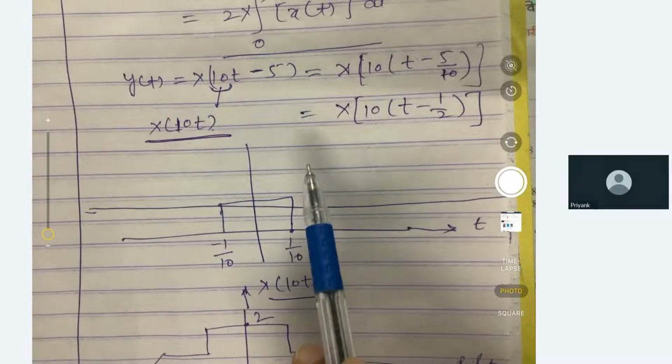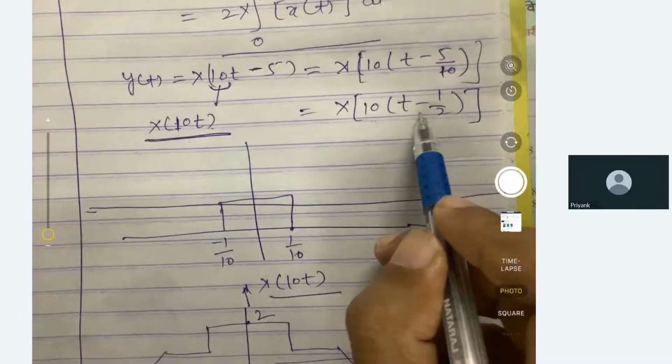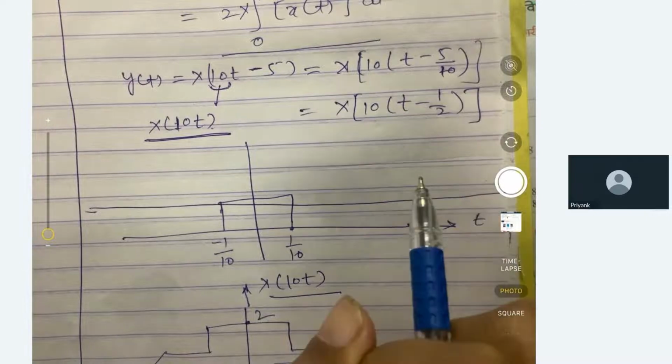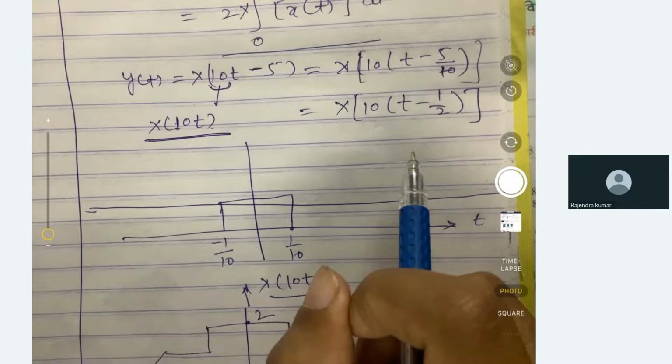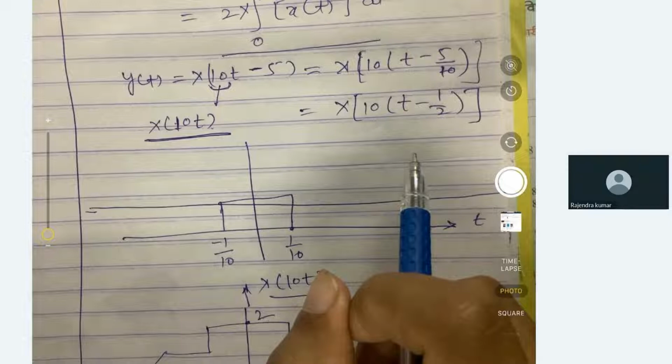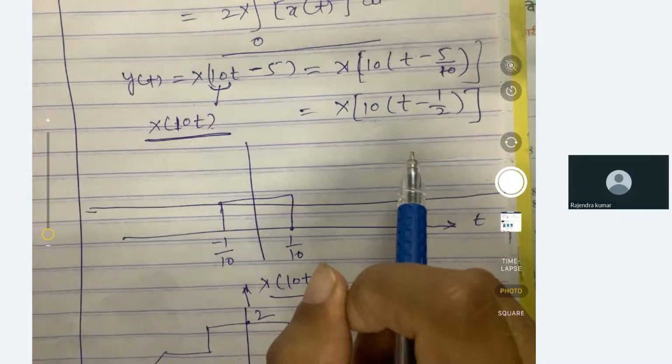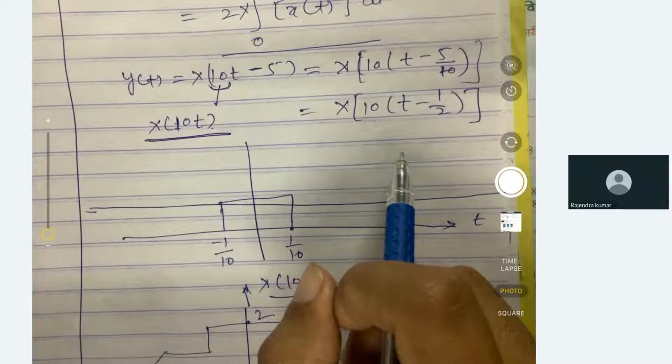Yeah, you are right. So first, the shifting has to be done. We will shift to the right by half, and then we will do the scaling. No, in that case, we have to first do scaling by 10 and then right shift by half. But in the actual given problem, we have to first do shifting and then scaling.